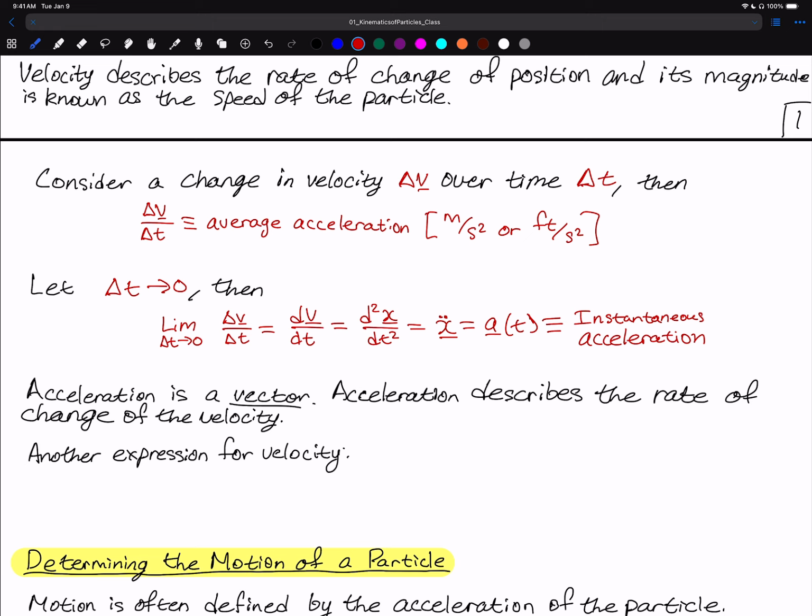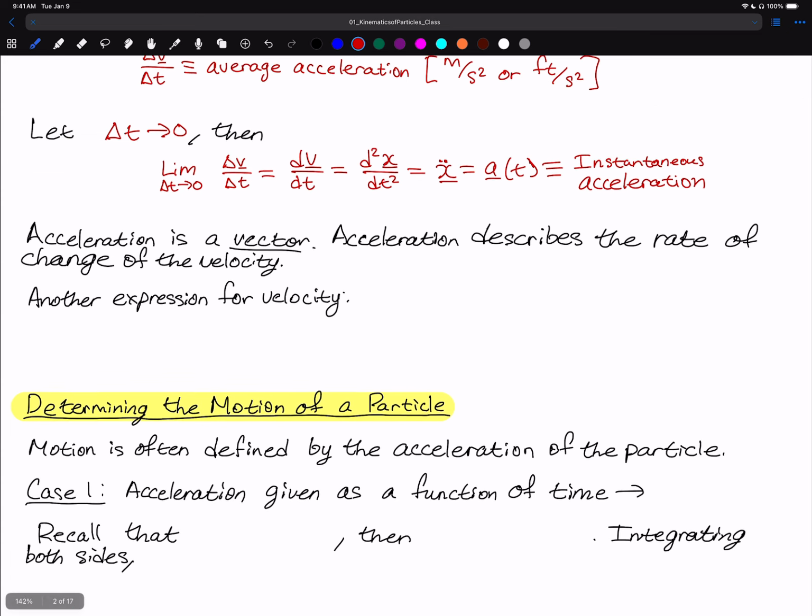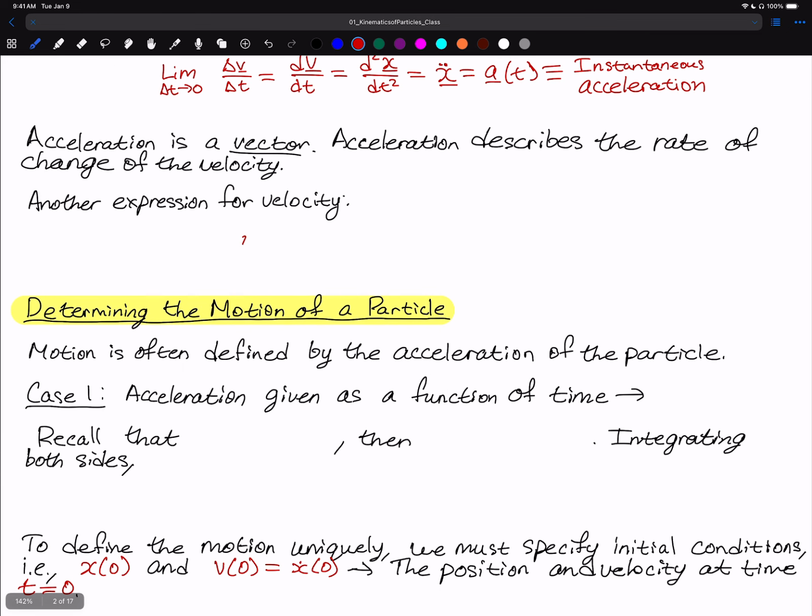And another expression that we can put down for our acceleration is a of t is equal to the velocity times dv over dx, which may pop up somewhere.